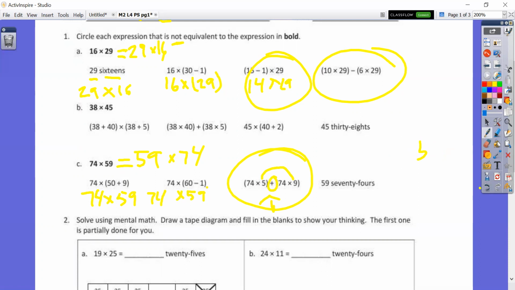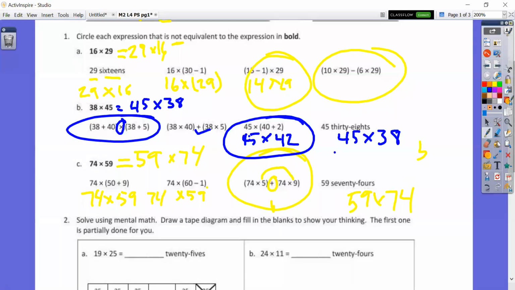And then this one is 5974. So 59 times 74. Is that equivalent? Sure is. All right. Now I'd like you to go ahead and try B. I'm going to pause. I'm going to shift colors so it doesn't get lost in the other work. And when you press play again, I'll be back with the answers.